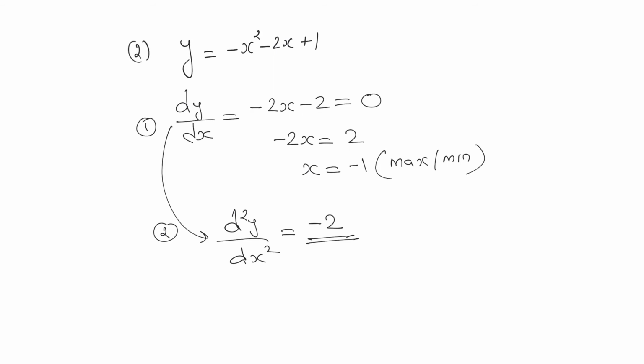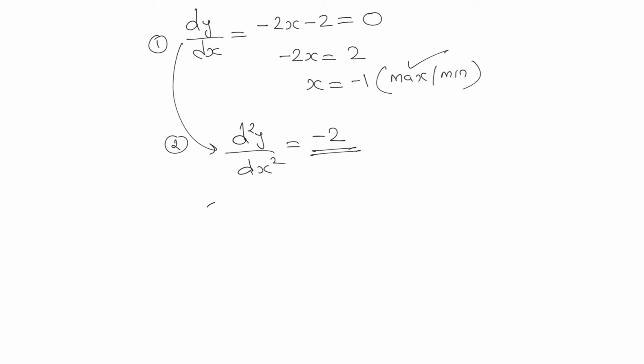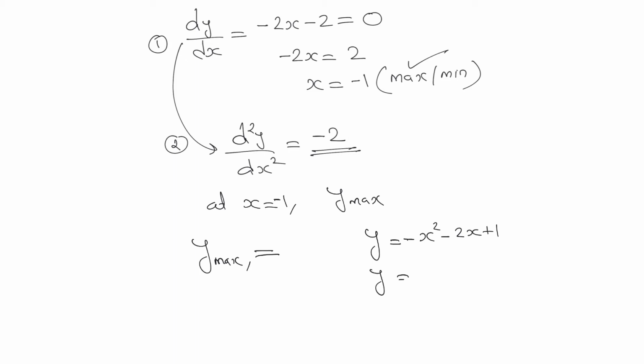That means that value is less than 0 or a negative value. So if d square y by dx square is negative, it represents that we are at maxima. That means at x is equal to minus 1, the value of y is going to be maxima. To find out the maximum possible value of y, we can put the value of x as minus 1 in our base equation. So our equation was minus of x square minus 2x plus 1. In this equation, if I am putting the value of x as minus 1, I'll get the answer as minus 1 plus 2 plus 1. So I'll get the value of y as equal to plus 2.